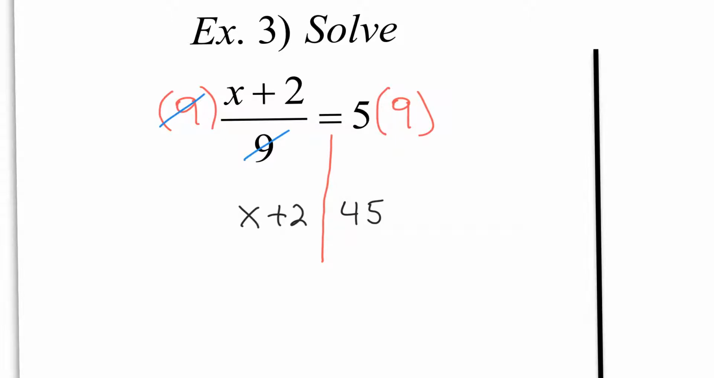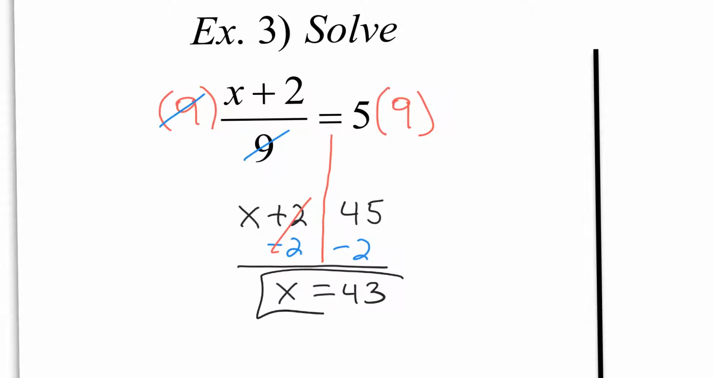Step number 2, you guys are going to eliminate the constant. So this number 2 is a constant on the same side of the variable, so you do the opposite, minus 2, minus 2. So this will cancel right here, and you bring down the x, you bring down the equals, and 45 minus 2, that's going to be 43. And that is the answer.